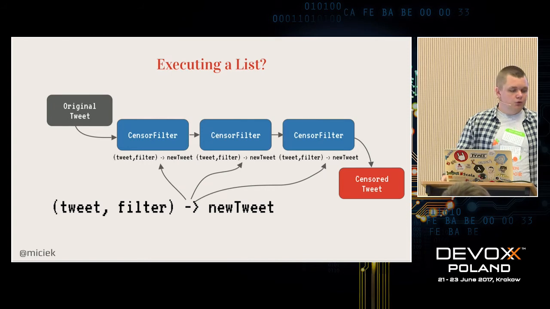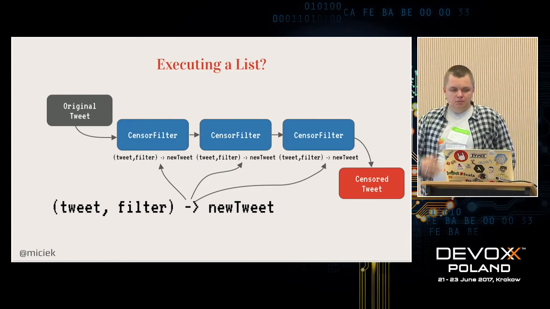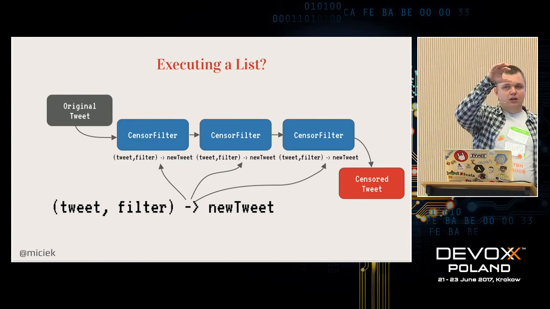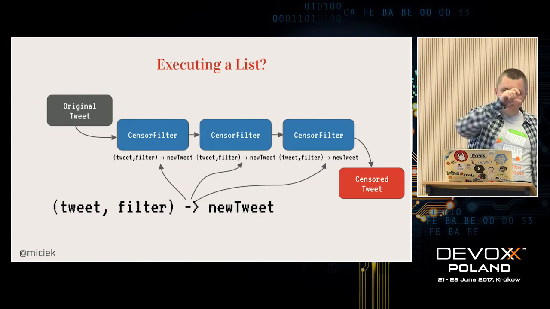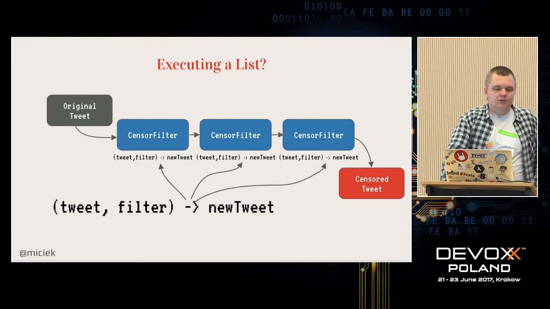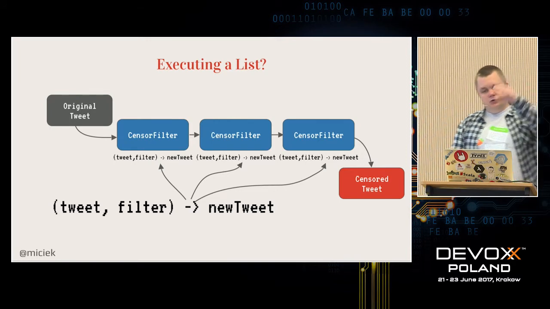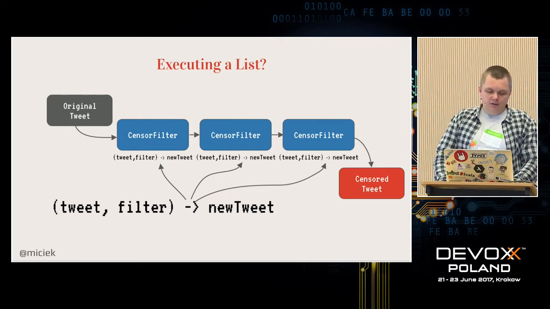So what we want to do is fold all the values in the list into one output value by providing the initial aggregator, in this case the original tweet, which will go through all the items in the list. For each item in the list, the function that we provide, the second thing we provide, is called: tweet and filter to a new tweet. So it's a function that composes the current aggregator and the current element of the list. And it goes like that until we get a final value.